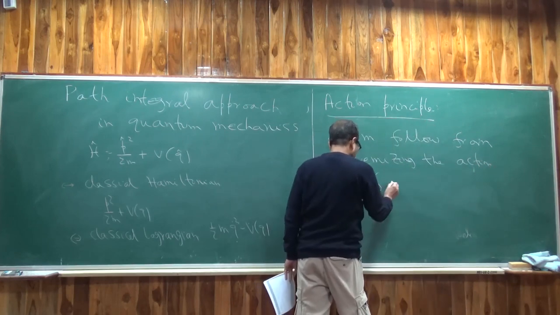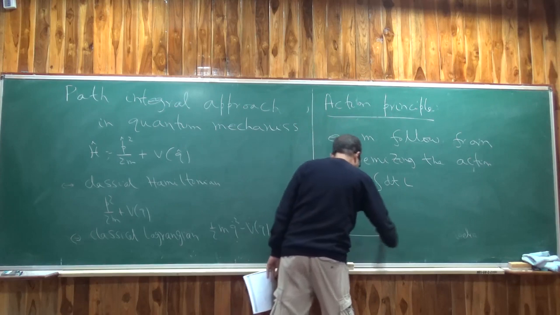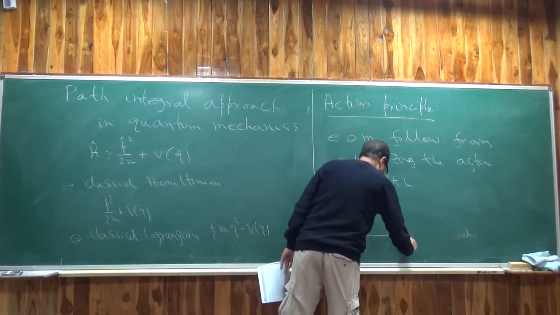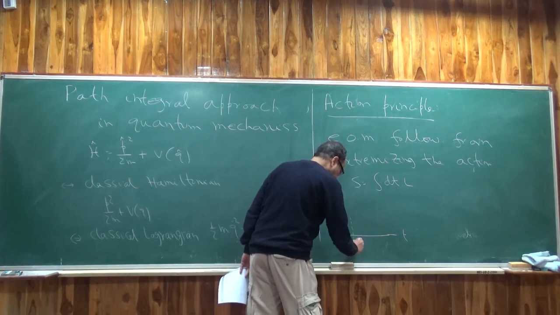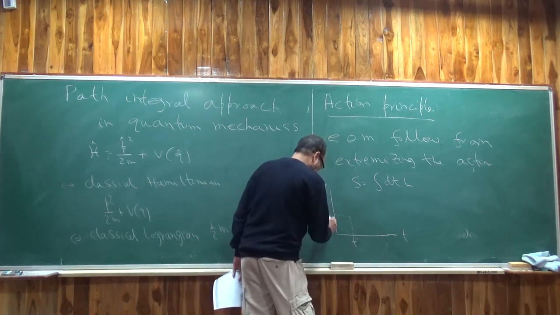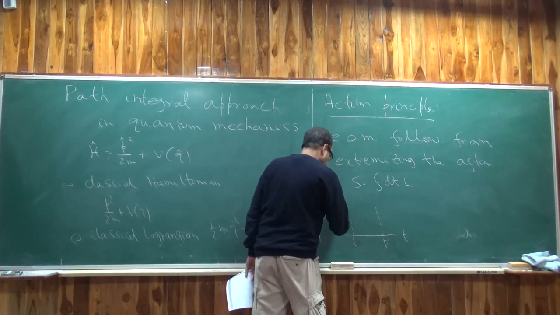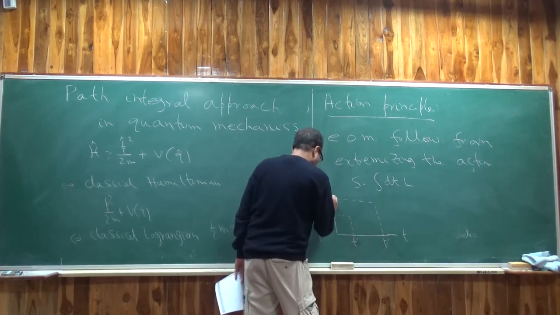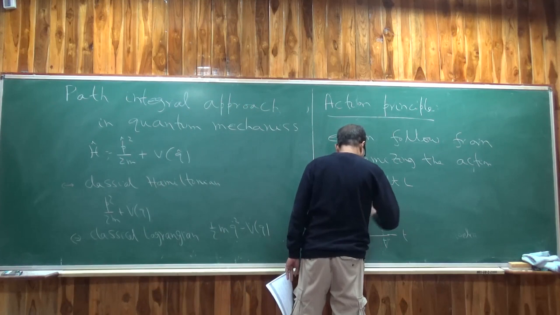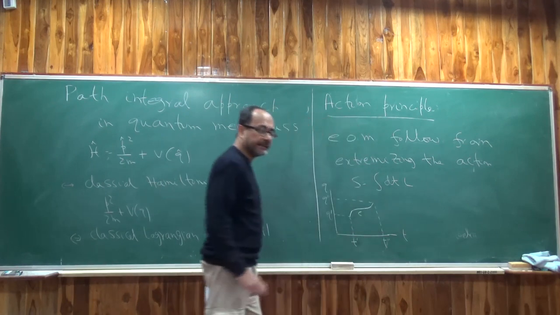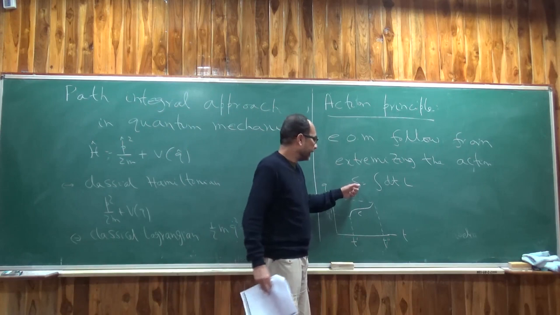Okay, so the action by definition is the integral of the Lagrangian. And what one means by extremization is the following: imagine that we are given some initial time t prime, some initial position q prime, and some final time t double prime, and some final position q double prime. Then you draw some path connecting these two points, the initial point and the final point. And then you vary this path till the action is extremized.